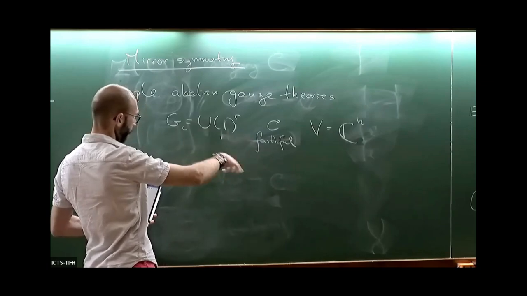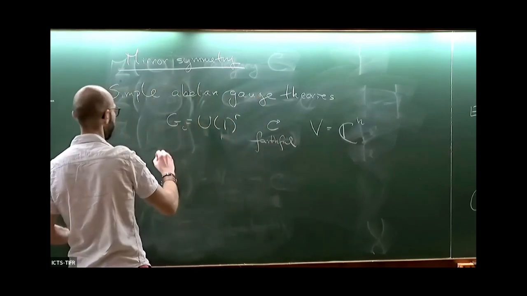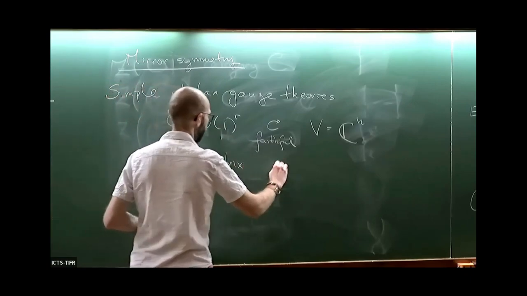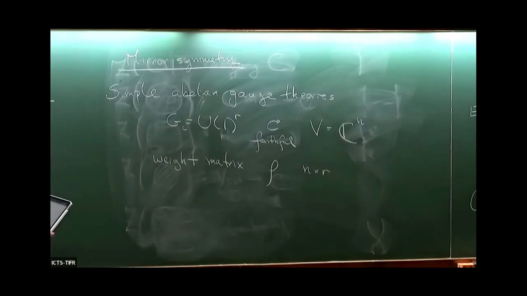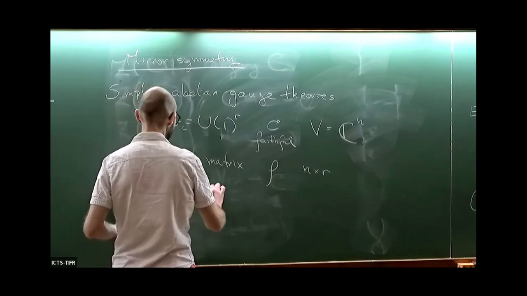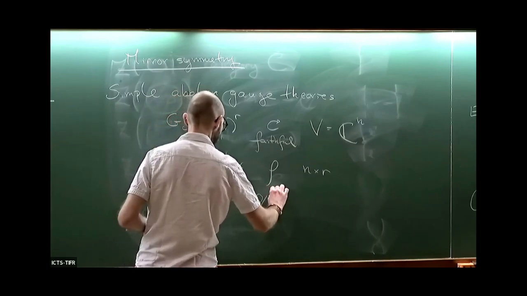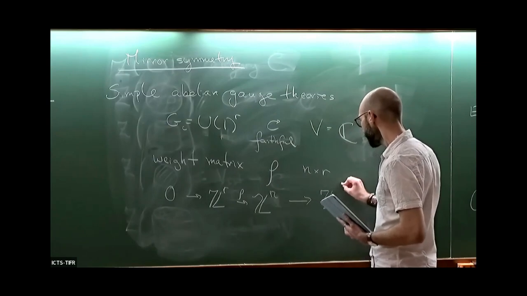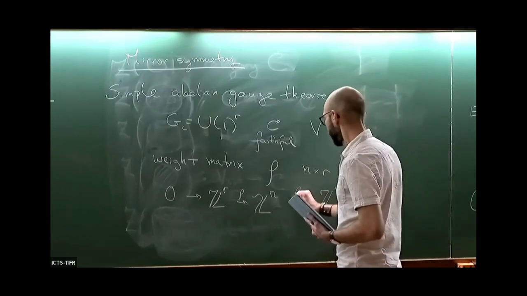Given such a faithful action, the data of the theory is entirely encoded in what the action is. There's a weight matrix, some n by r matrix that just encodes the weights of each of the U(1)s on C^n. And that weight matrix, faithfulness, tells you that it fits into an exact sequence from Z^r to Z^n, and that has a cokernel. That's Z^(n-r).